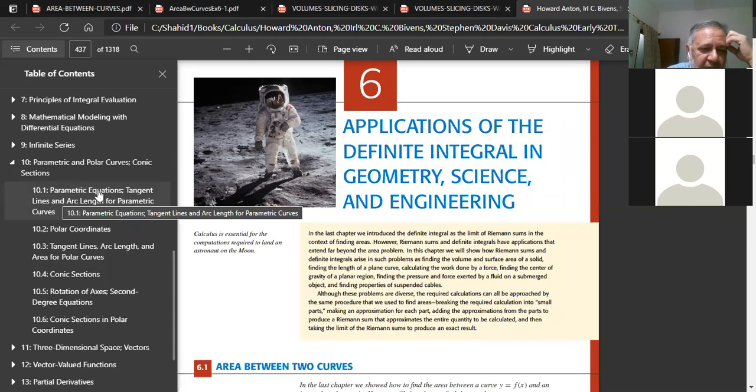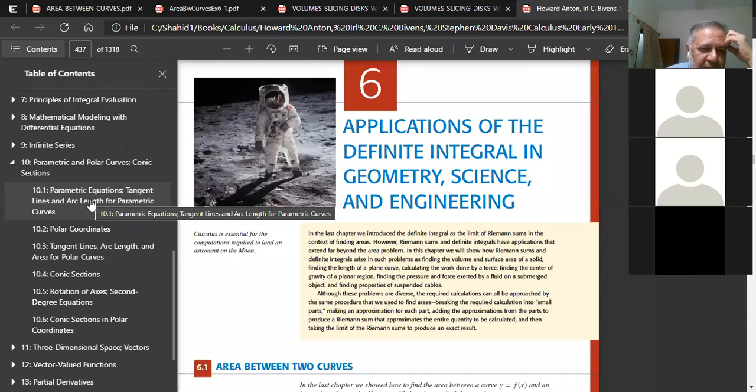parametric equations, how a curve is represented in parametric form, and how the tangent line and the normal line are obtained from that parametric form, and arc length for parametric curves, which is already considered in the 6th chapter for general curves, but here we'll consider arc length for parametric curves.